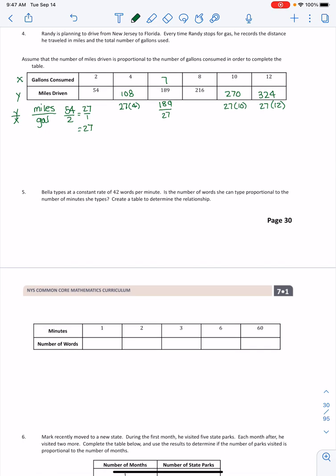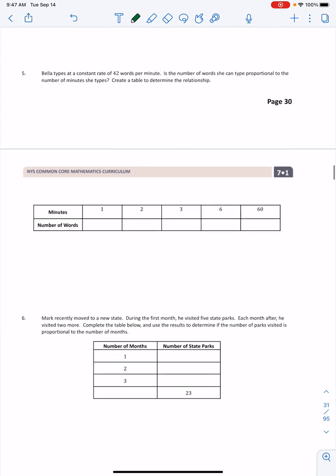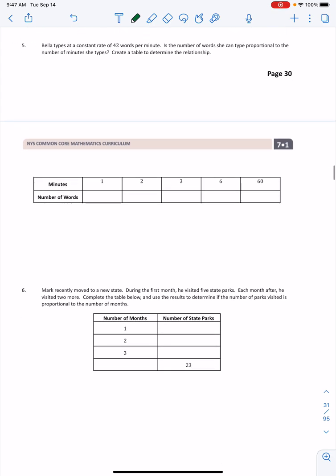Our next question, and again, it went on to the next page. Bella types at a constant rate of 42 words per minute. Is the number of words she can type proportional to the number of minutes she can type? Create a table to determine the relationship. Well, because she can type 42 words per minute, that means for 1 minute here, she can type the 42 words. Because it's asking us to complete the table, I can take each one of the minutes.